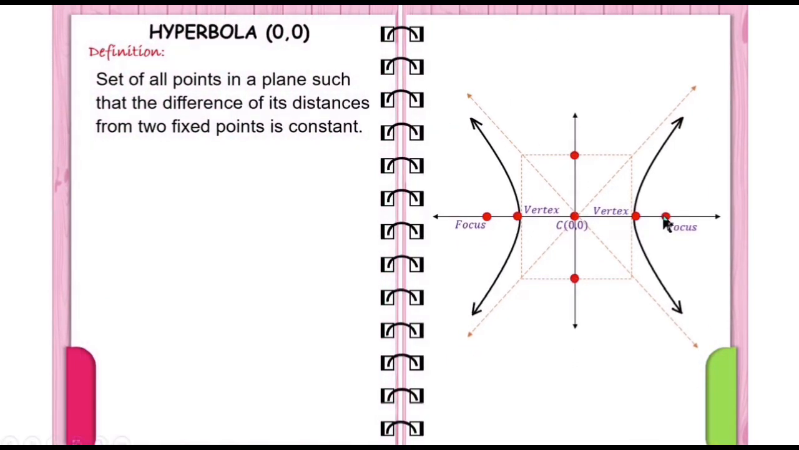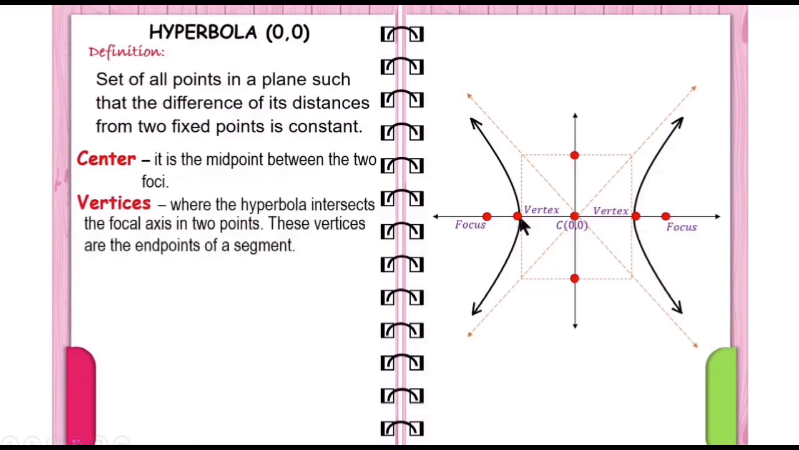A hyperbola, like the ellipse, has two axes of symmetry, two vertices, two foci, and two latus rectum. The intersection of the two axes of symmetry is the center of the hyperbola. The center is the midpoint between the two foci. The hyperbola intersects the focal axis in 2 points called the vertices.